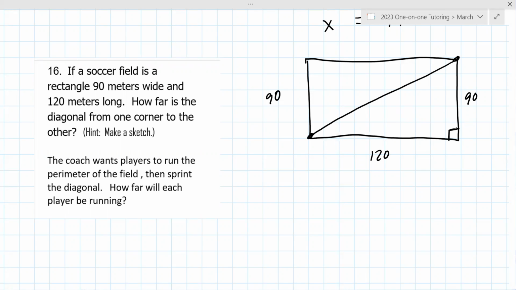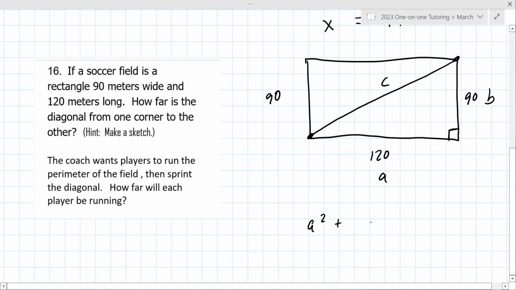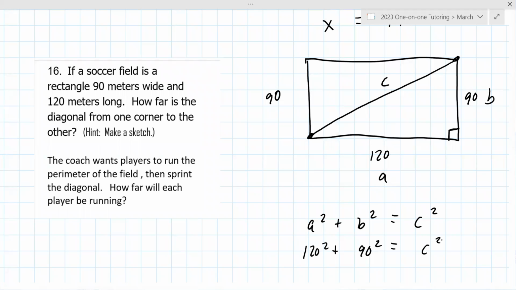Now we're going to use a squared, b squared, c squared. I'd like you to find the value of c for us today. I'd like you to square 120, square the 90, add them together and take a square root. This one does work out nicely, or it should. So 90 squared equals c squared. Let me get my calculator really quick.